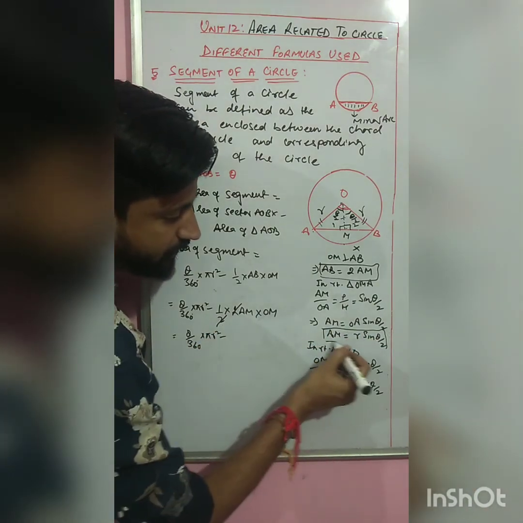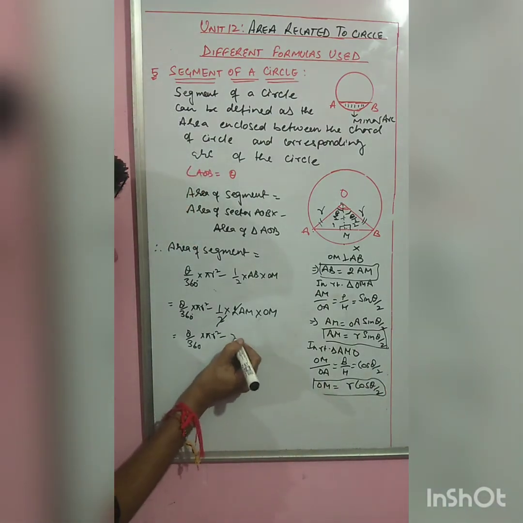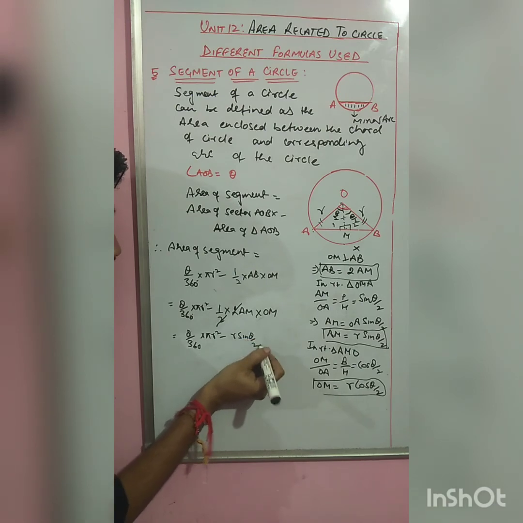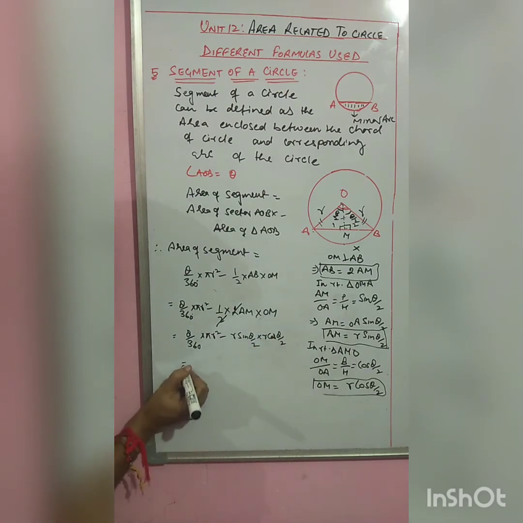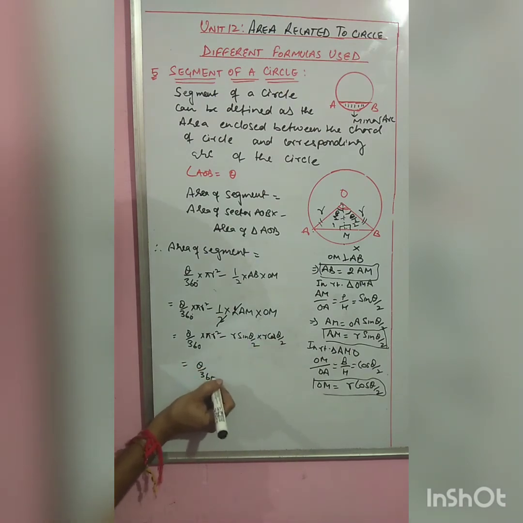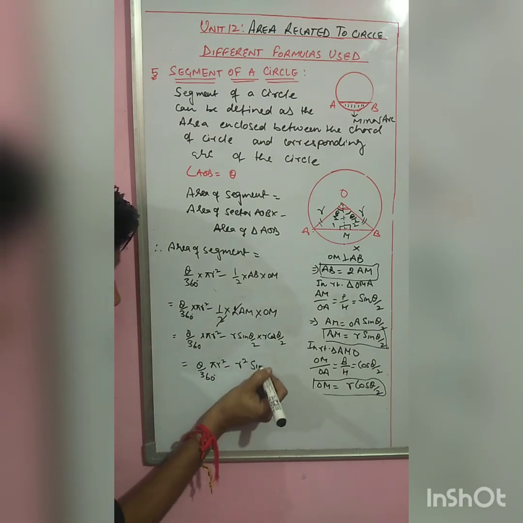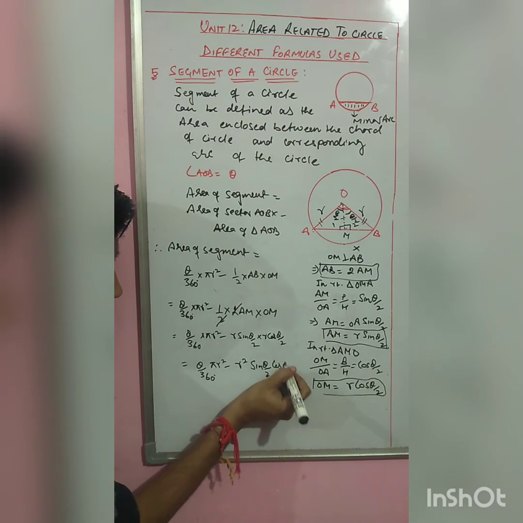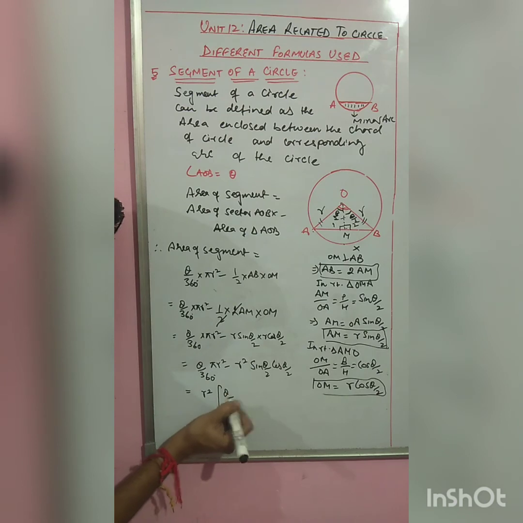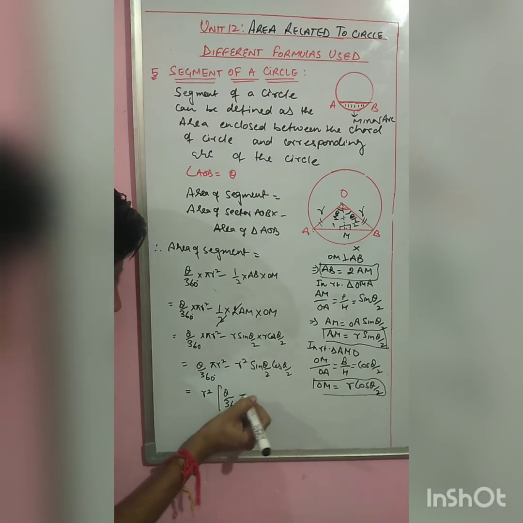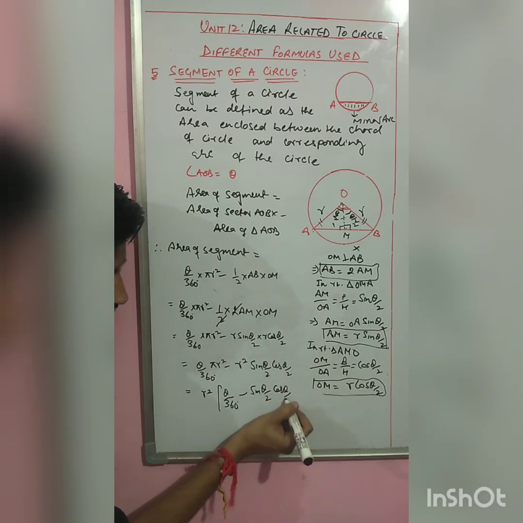From there, AM is r times sine theta by 2 and OM is r times cos theta by 2. So r sine theta by 2 into r cos theta by 2 gives r square. We have theta by 360 pi r square minus r square sine theta by 2 cos theta by 2. We can also take r square common from here. The formula we obtained is r square into theta by 360 minus sine theta by 2 cos theta by 2.